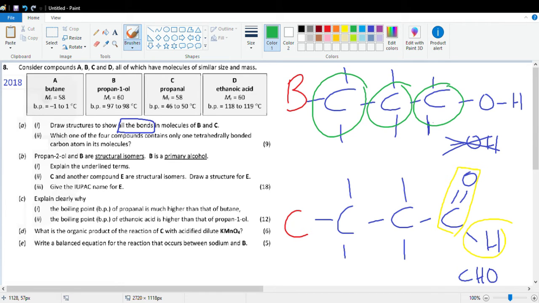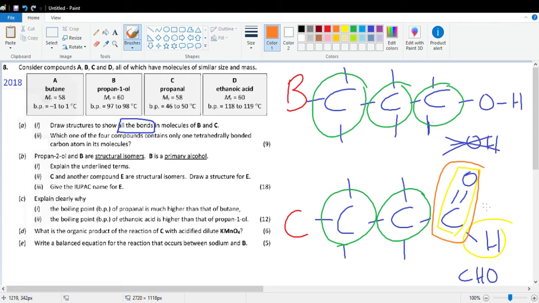You have 3 tetrahedrally bonded carbons there. This carbon has 4 single bonds, this one has 4 single bonds, so they'll be tetrahedral. However, this carbon has a double bond to it, so that's going to be planar.